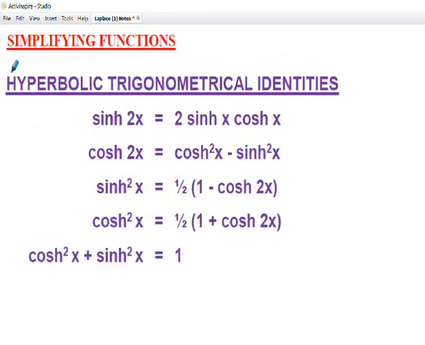There are also hyperbolic trig identities, very similar in their format, so be careful, they're subtly different. Sine 2x can be written as 2 sine x cos x. Cos 2x can be written as cos squared x minus sine squared x. Sine squared x can be written as a half multiplied by 1 minus cos 2x in brackets there. Cos squared x can be written as a half multiplied by 1 plus cos 2x in brackets, and cos squared x plus sine squared x equals 1. So those are hyperbolic identities when we're dealing with the sines and the cos's.